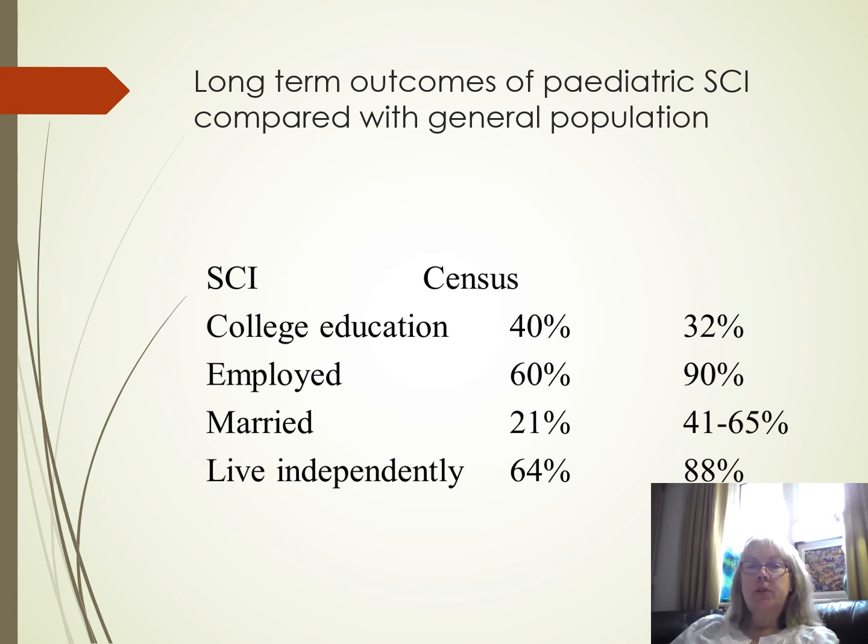One of the things that we do see is that a lot of these children do go on and have college education, which can be higher than the population group, which is our second group. However, when it comes to employment, they are far less likely to find employment in adulthood, are less likely to be married, and less likely to live independently. So the longer term goals that people would expect without injury don't tend to be achieved.